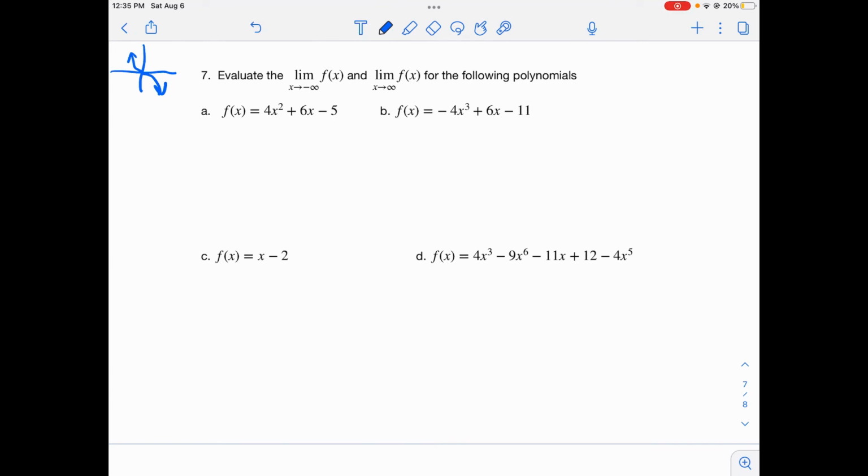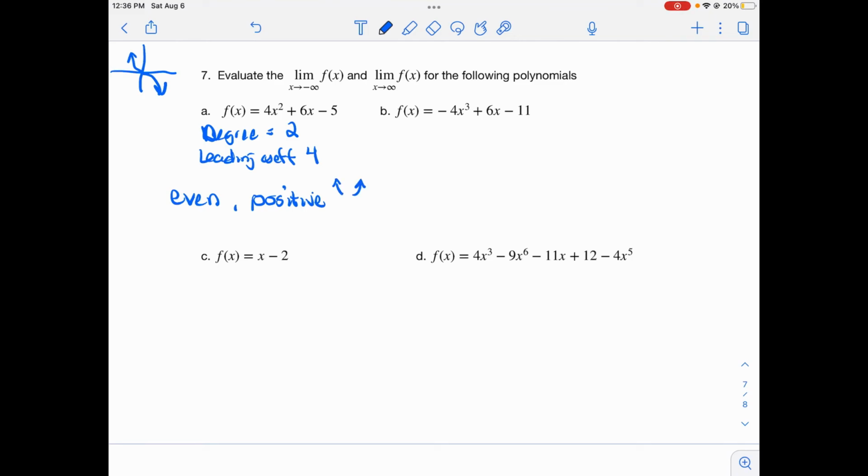All right, so I need to find the limit as x goes to negative infinity and the limit as x goes to infinity of f of x for the following polynomials. And so what I do is I look at my degree. My degree of this one is 2. My leading coefficient is 4. So I have an even polynomial with positive leading coefficient. So even, they're going to go in the same direction. Positive, they're both going up.